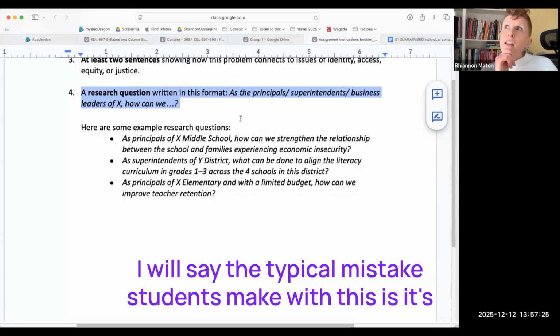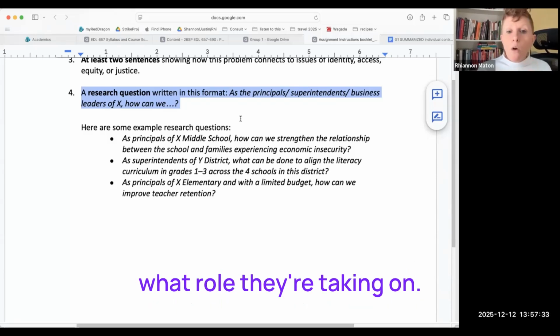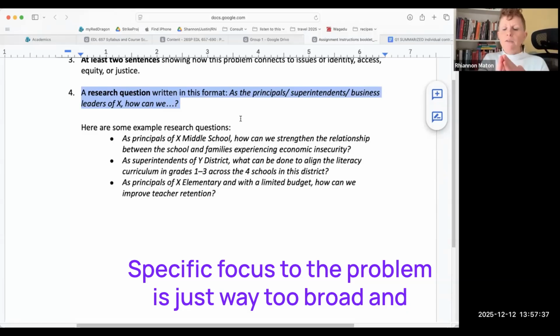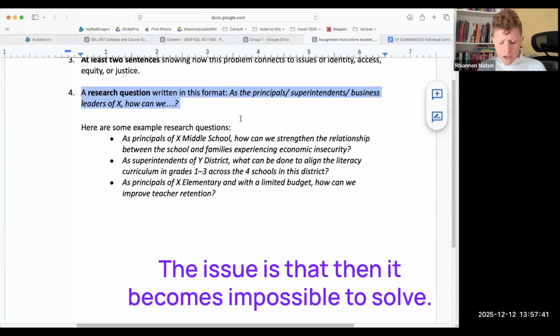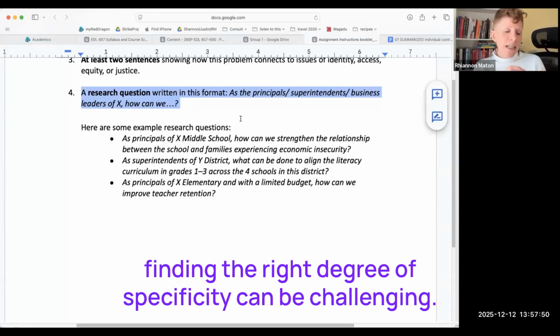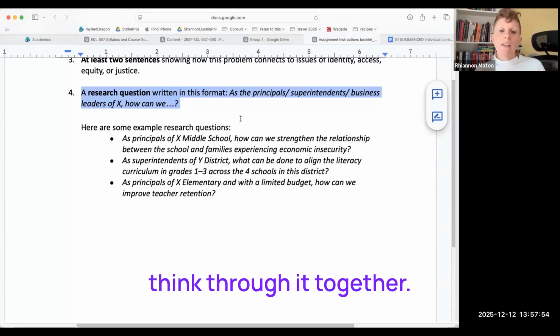I will say the typical mistake students make with this is it's way too broad and they don't tell me what school they're at, what role they're taking on. They don't tell me a very specific focus to the problem. It's just way too broad. And with a broad problem, the issue is that then it becomes impossible to solve. So you want a problem that is specific in nature. And finding the right degree of specificity can be challenging. And that's where you can reach out to me and we can think through it together.